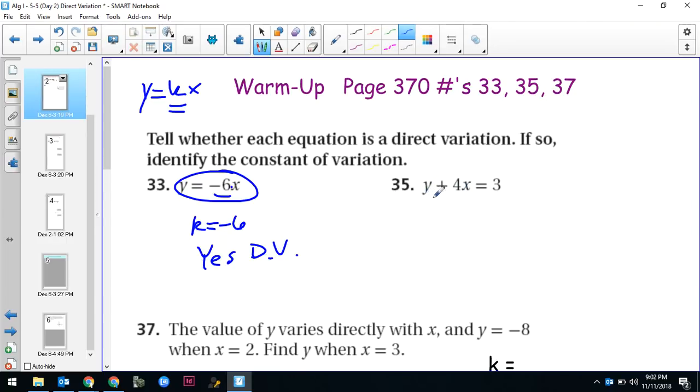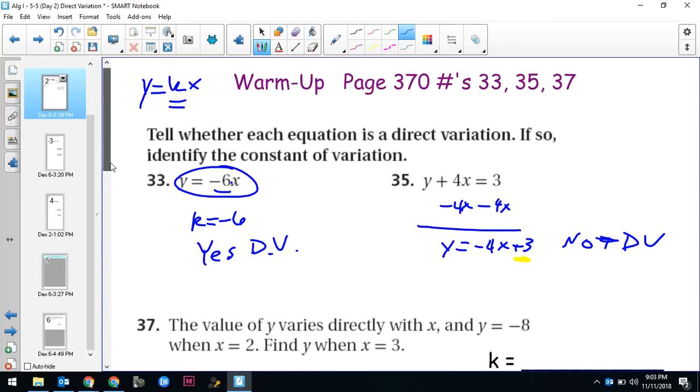Okay. Number 35 here. Notice that y is not solved for. So to get the y completely alone, I want to subtract the 4x over to the other side. Subtract 4x from each side. We get y is equal to negative 4x and then plus 3. So notice that I've got a plus 3 sitting out here. This plus 3 makes it not a direct variation. Not a direct variation. Okay. So remember that I can't have any plus or minuses sitting out here. So since it's not a direct variation, I don't have to identify the constant of variation.